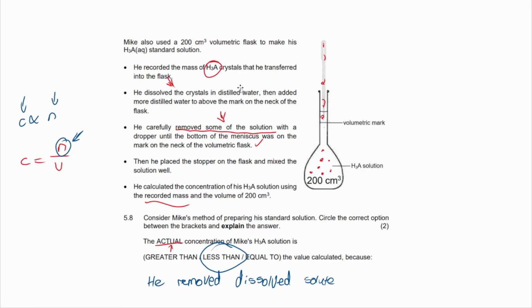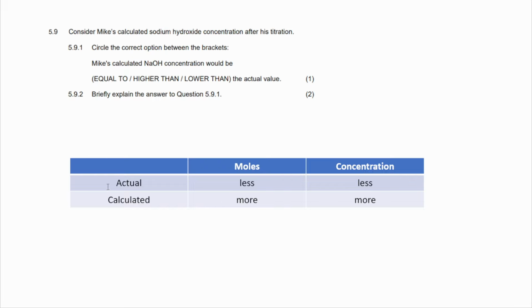Was it crystal? Yeah, so it was some of these crystals. Because he has fewer of these crystals, because he took out some of them, he's going to have fewer moles, and because of that, his concentration is going to be less, right? Because concentration is directly proportional to number of moles. So I thought I'd include that in the table.